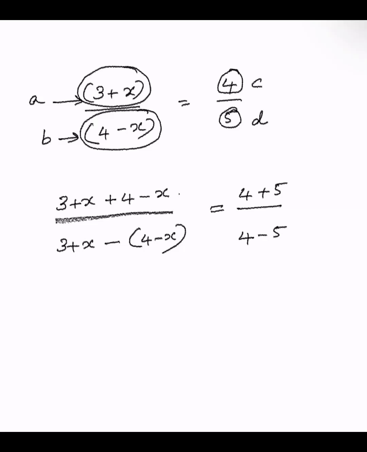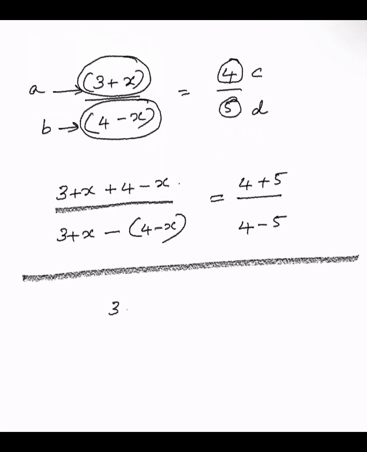Then, when you are using the componendo and dividendo property, remember you have to add a plus b, and in the denominator it will be a minus b. Assume that I have given the numbers like 3 plus x divided by 4 minus x is equal to 5. Now, where is your d?